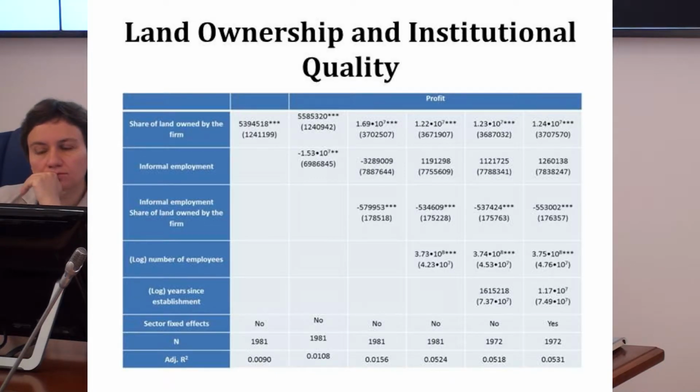And the regression we show here demonstrates that indeed the interaction between land ownership and institutional quality, and we use different measures of institutional quality, in that particular case the size of the informal sector in the region, has the predicted sign and it is strongly significant. That is, if a firm owns land, then the deterioration of institutional quality makes this firm less and less effective and successful economically.